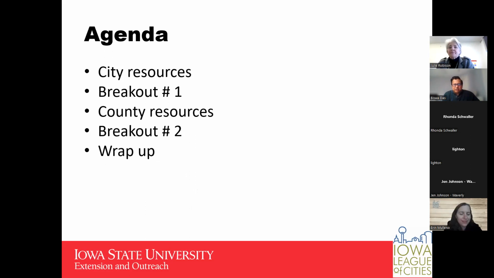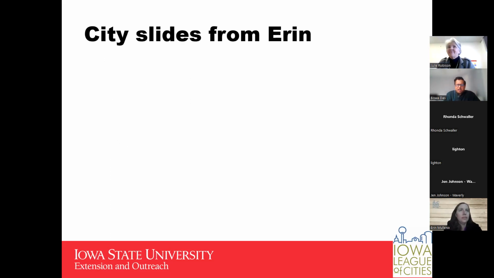Erin will start out by talking about the city resources, and then we'll have a breakout session. Julie is helping us out with that. Then once we get past that, I'll spend some time talking about some of the resources for counties, and we'll break out for a second time, and then we'll wrap it up at the end. So that's the broad agenda. With that, I'll pass it on to Erin to take over from here.